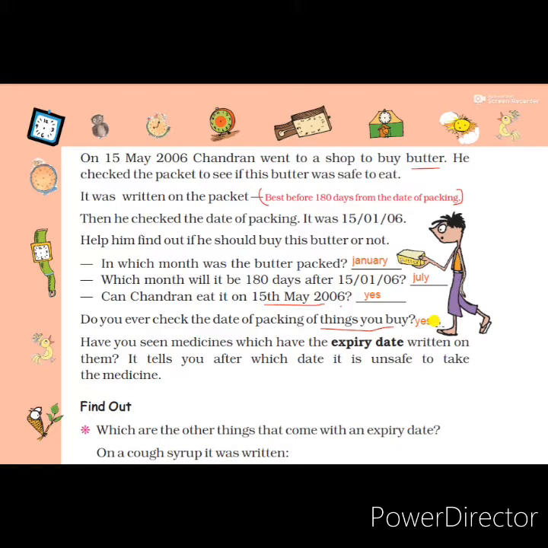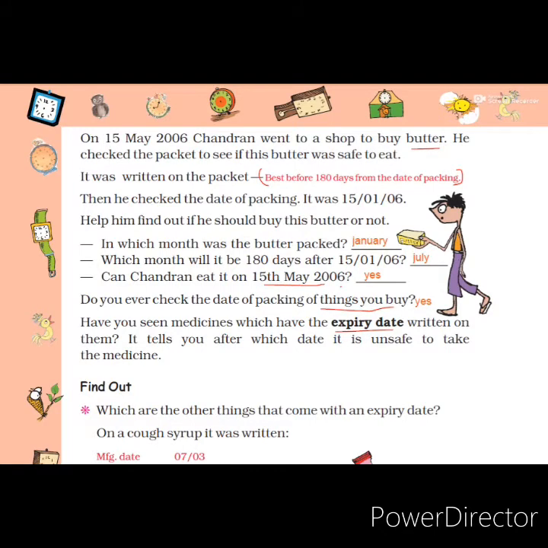Have you seen the medicines which have the expiry date written on them? It tells you after which date it is unsafe to take the medicine. Students, when you purchase a medicine, you surely have to check the expiry date, because using a medicine after its expiry date is very dangerous. So when you buy a medicine, you compulsorily have to check its expiry date.